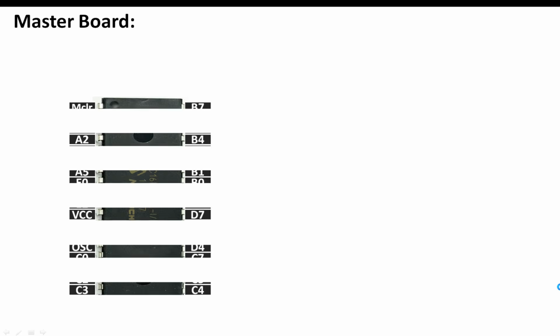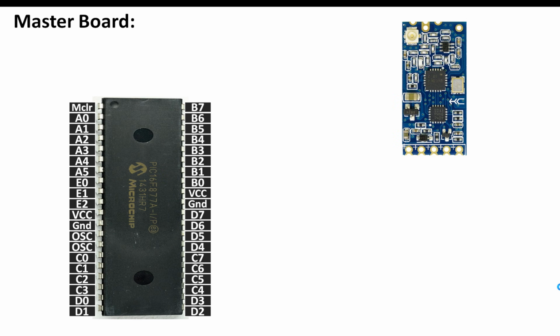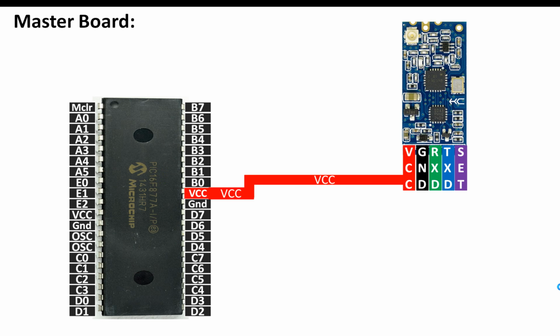So this is for the master board. For the master board, we will have this PIC16F877A microcontroller having 40 pins. It's a DIP variant. And then we will have this HC-12 module having 5 pins. The left one, if you hold it like this, is the VCC. Then we have ground. Then it is the RX pin. Then TX, and then the SET pin. Now you will connect the VCC pin directly with the VCC pin of the PIC like this. Ground will go to the ground.